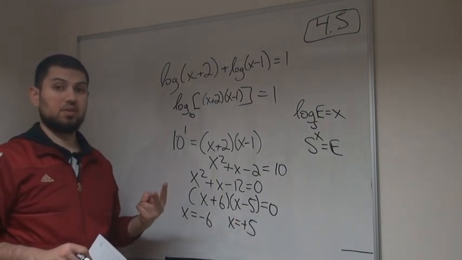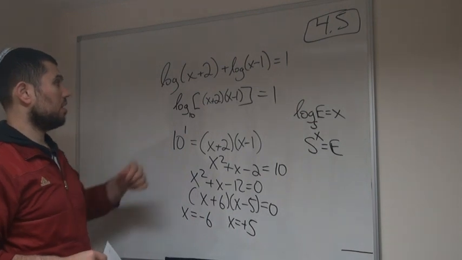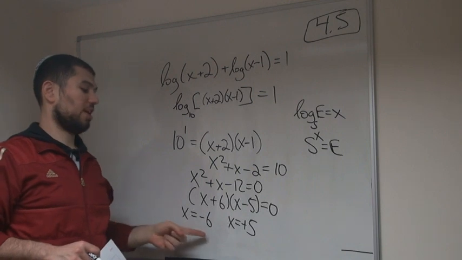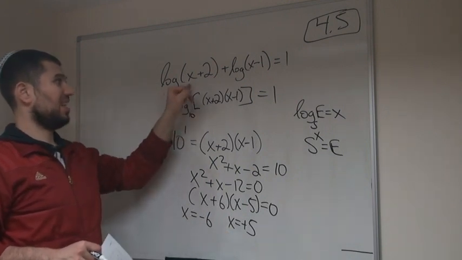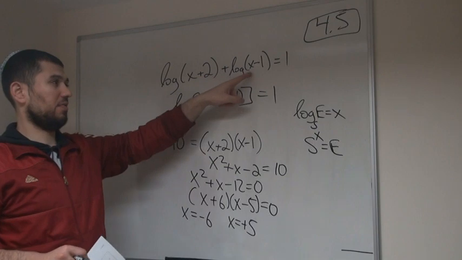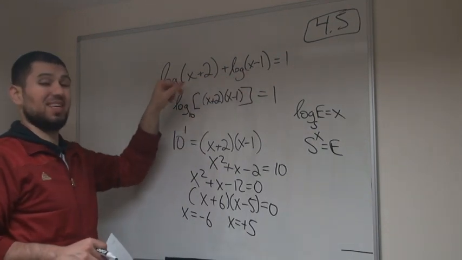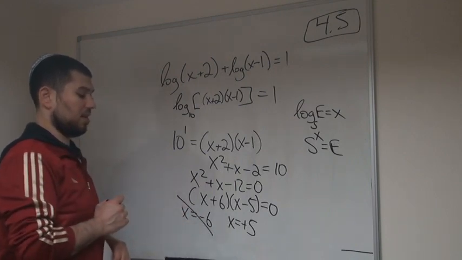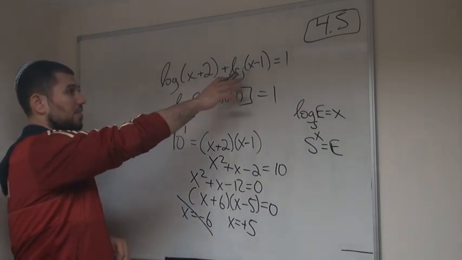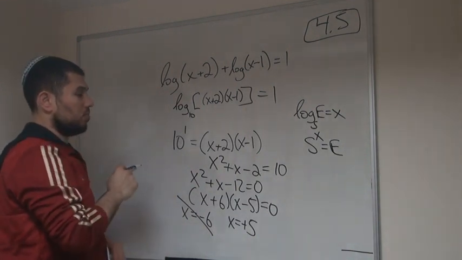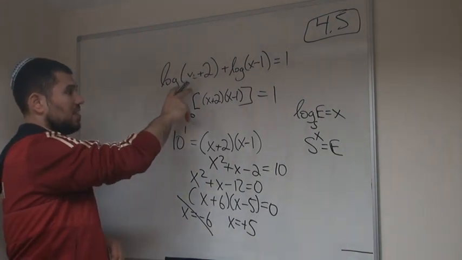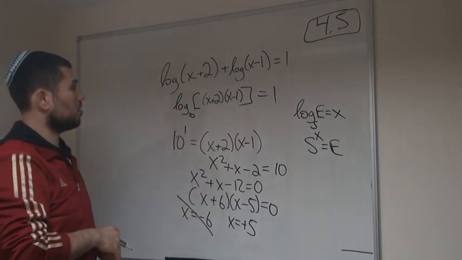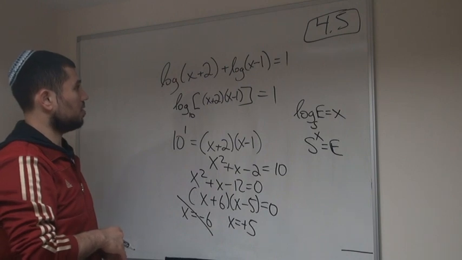Those are two answers. Now I warn you, this is a log equation, so you will have to check both of those answers. Negative 6 plus 2 is negative 4, negative 6 minus 1 is negative 7. You can't take the log of a negative number, so this one gets rejected. 5 plus 2 is 7, 5 minus 1 is 4. So you get log to the base 10 of 7 plus log to the base 10 of 4. Which is 1?